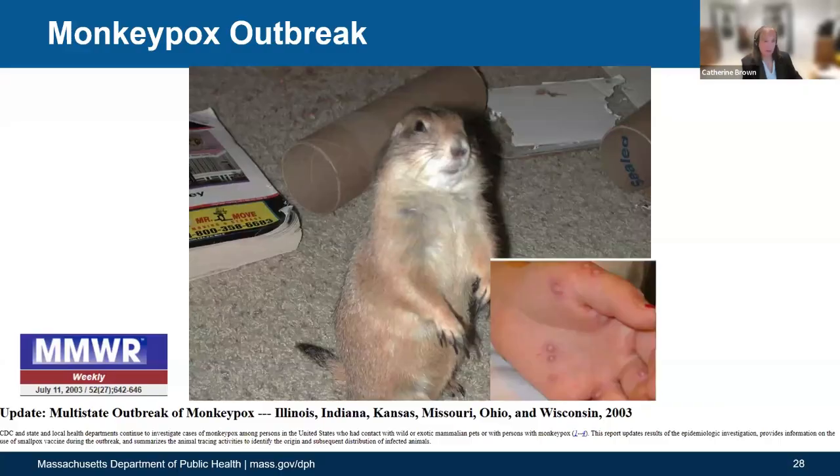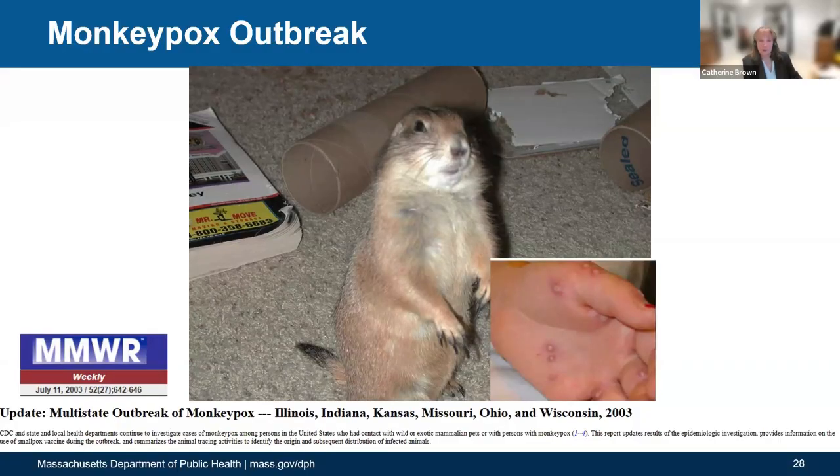And the giant pouched rats showed no symptoms, but they were carrying the virus. When they were placed near to the prairie dogs, there was apparently enough kind of respiratory transmission that they were able to spread the virus. And then when people adopted the prairie dogs and took them home, they ended up with monkeypox infection, like you can see on the hand in this photo. Luckily it stayed a relatively small outbreak and nobody got seriously ill or died.